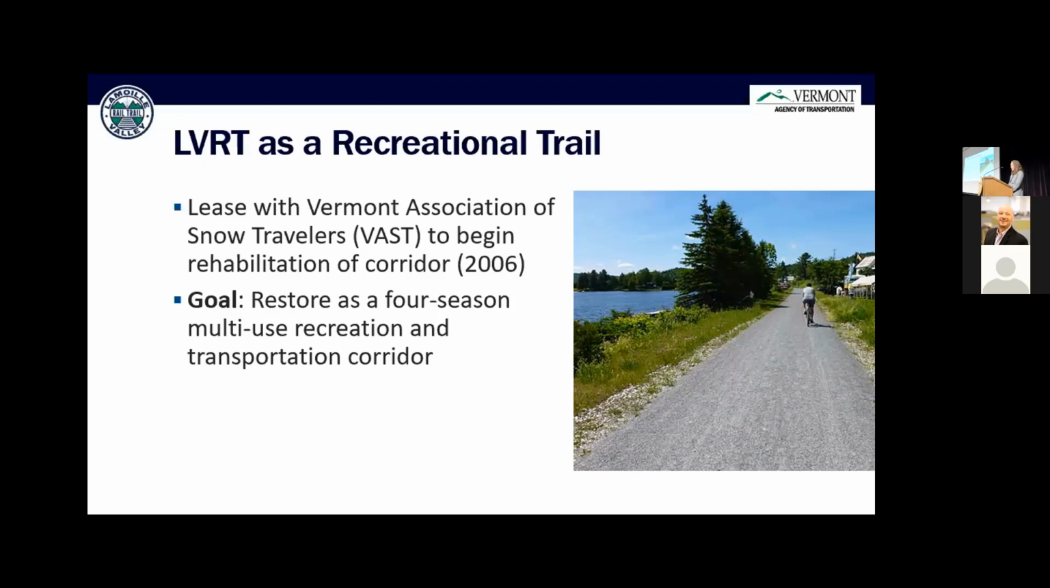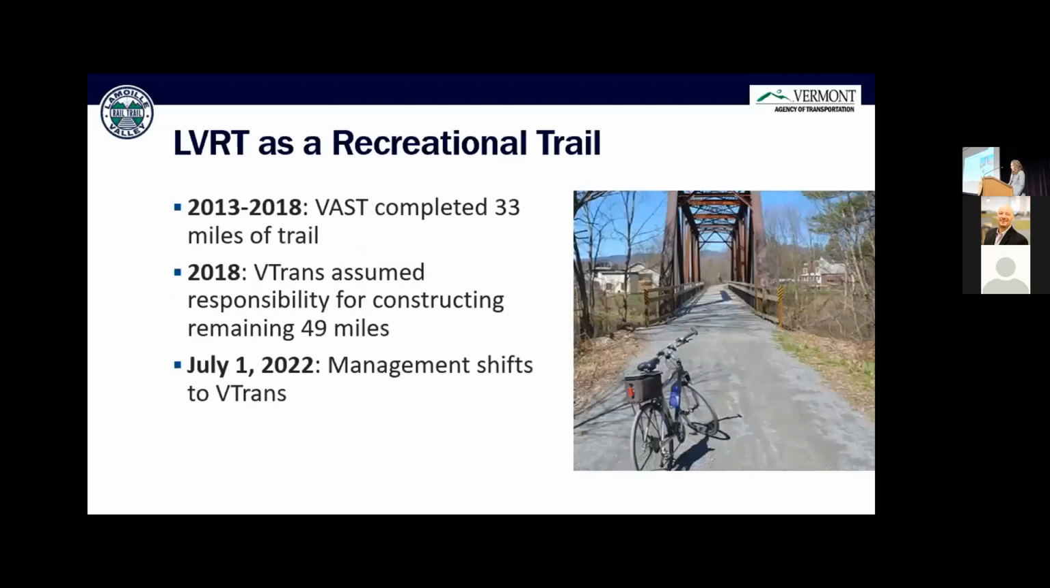The lease agreement that Michelle mentioned was with VAST. VTrans and VAST entered that agreement in 2006, really focused on restoring the corridor as a 4-season recreational and transportation corridor. VAST completed 33 miles of trail through all of those efforts that Michelle was speaking about earlier, which was a huge undertaking. And in 2018, VTrans assumed the responsibility for completing the trail and pushing it over the finish line, but it couldn't have been done without those initial steps to get those 33 miles of trail complete.